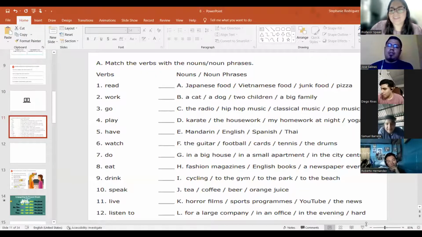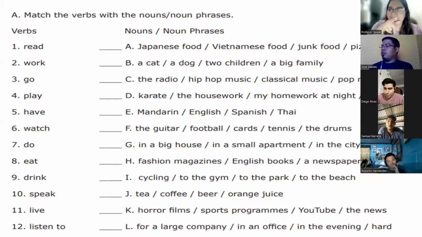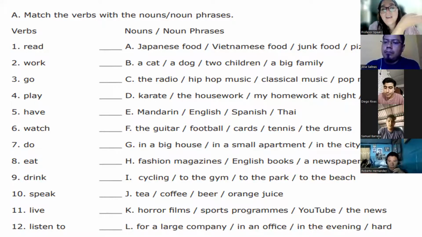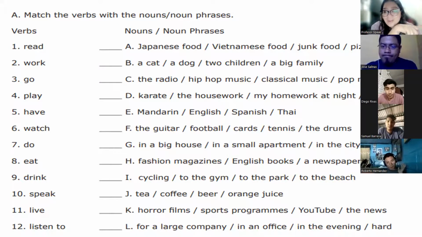Okay, so this is another exercise. In this exercise, we have verbs. Tenemos verbos, ¿verdad? What are the verbs? Read, work, go, play, have, watch, do, eat, drink, speak, live, and listen to, right? What you need to do is to look for the complement of the verb. Tienen que buscar el complemento del verbo.